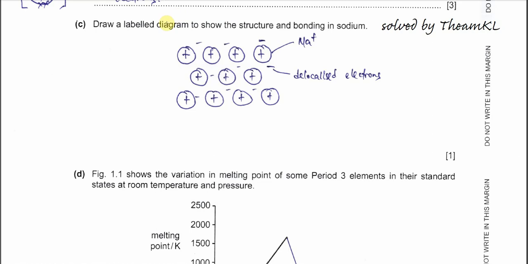Okay, part C. Draw a labelled diagram to show the bonding in sodium. Very easy. Normally you need to draw at least 6 particles. If you can draw something like this, it is enough. You draw the sodium ion, just put a positive sign with a circle. Draw a few of those and label them sodium ion, and put the negative charge surrounding these ions and label this negative as delocalized electrons.